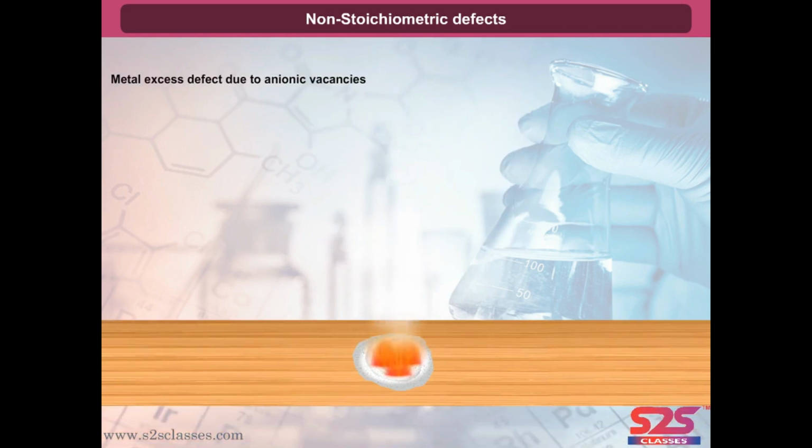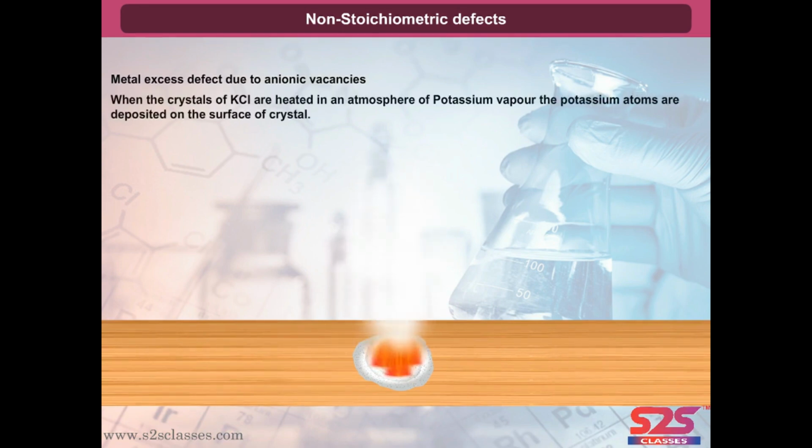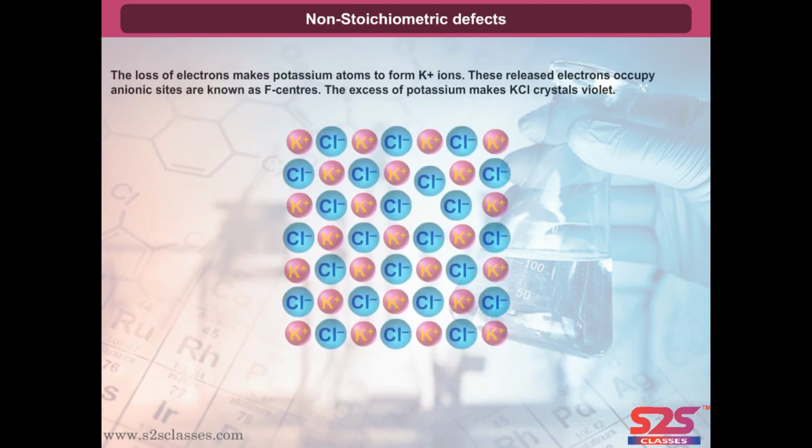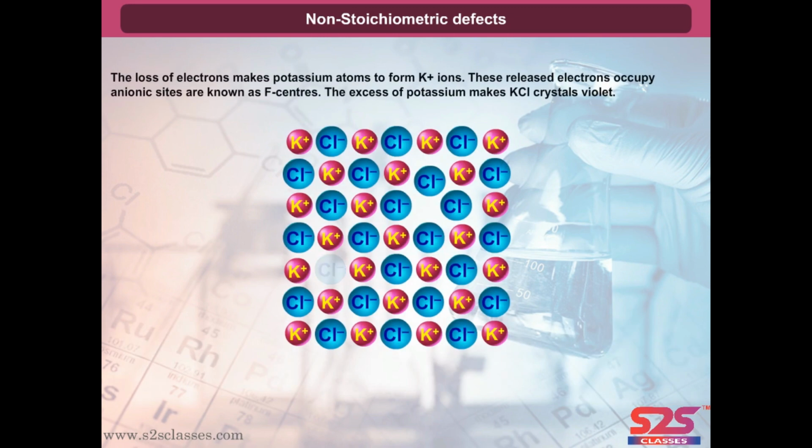Metal excess defect due to anionic vacancies. When the crystals of KCl are heated in an atmosphere of potassium vapor, the potassium atoms are deposited on the surface of the crystal. The loss of electrons makes potassium atoms form K+ ions. These released electrons occupy anionic sites and are known as F centers. The excess of potassium makes KCl crystals violet.